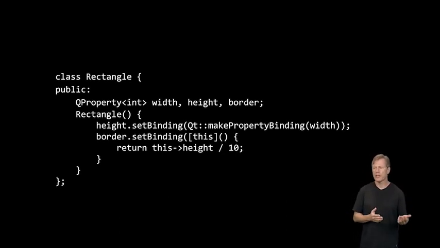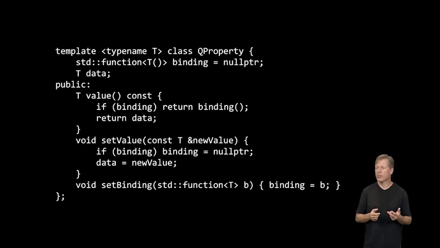If you're using lambdas and functions, that actually looks pretty much exactly as we originally thought we could do it. So how is this all implemented? We have the class QProperty, and what it has is basically two things in there. First of all, it has the data, just whatever the template data is, and then it has a standard function to a binding, which is null by default. And that's now a very trivial implementation that you can see here.